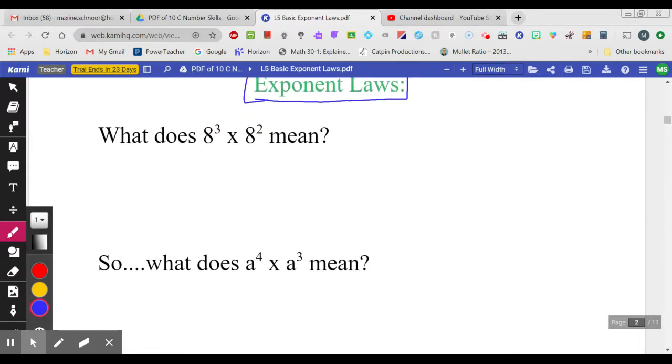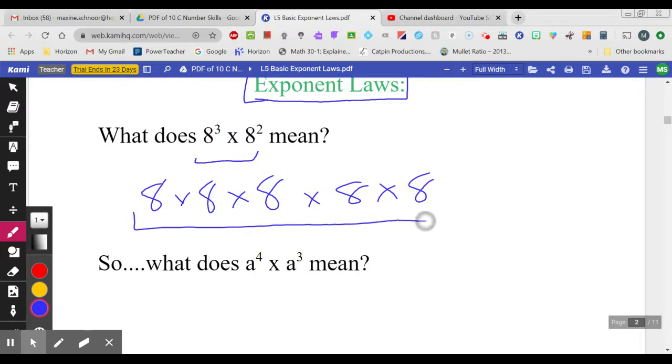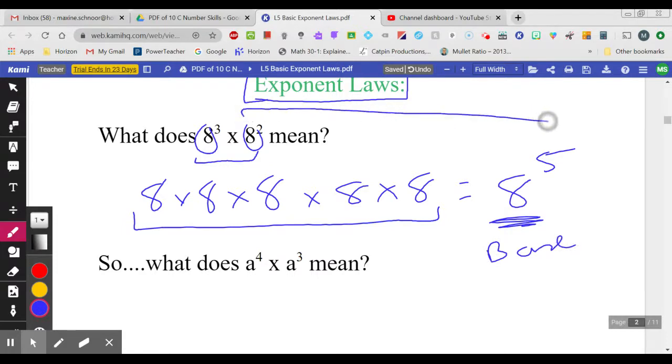If we have a numbers example here, 8 cubed times 8 squared. Well, 8 cubed means 8 times 8 times 8, and 8 squared means times 8 times 8. So if I look here, I've got 5 8s. That's like saying 8 to the 5th. What you'll notice here is that the base does not change, so that's referred to as the base, and the exponents were added. Okay?